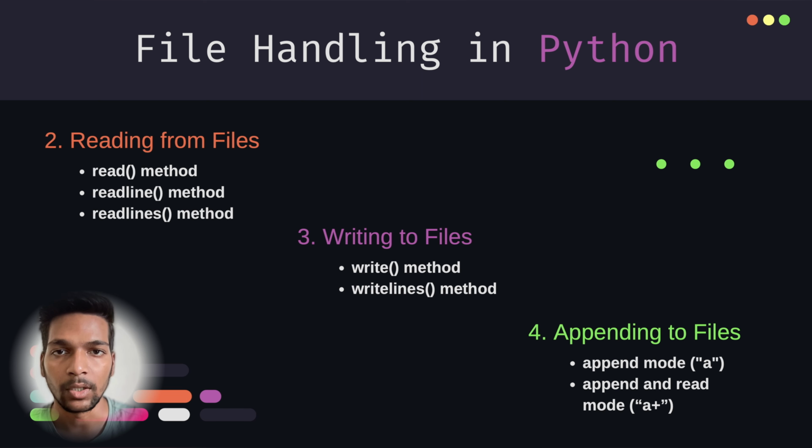And coming to write methods, we have the write method. If we want to write something to the file or make changes to the file, we can use the write method. The writelines method is used to write multiple strings or multiple lines to the file. We don't have any methods for appending to files. We just have the standard append mode and append and read mode.